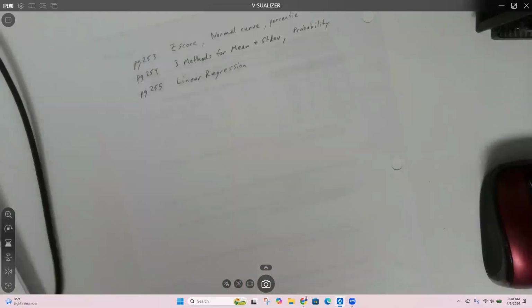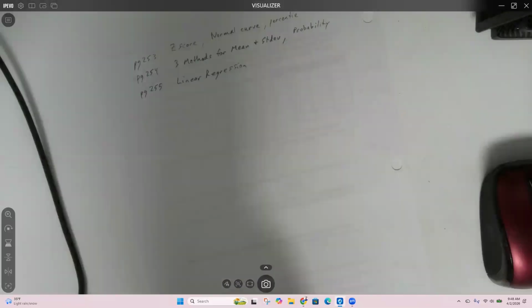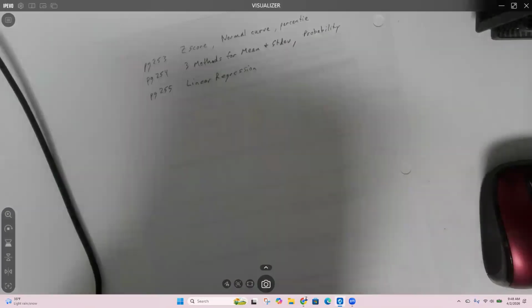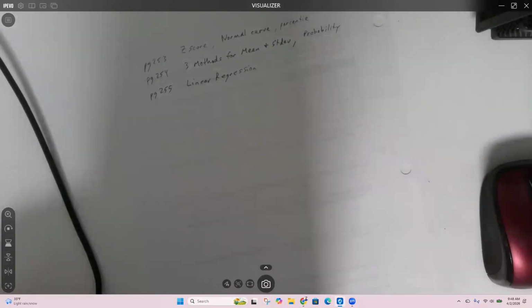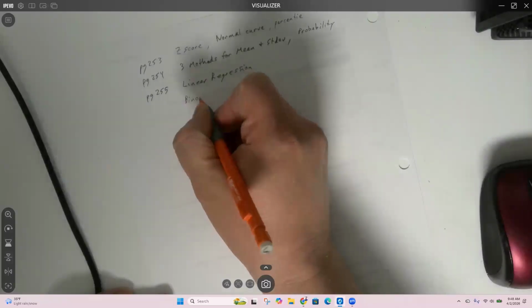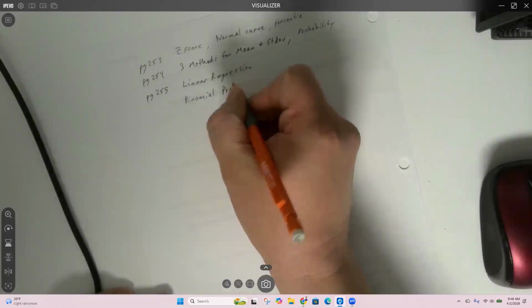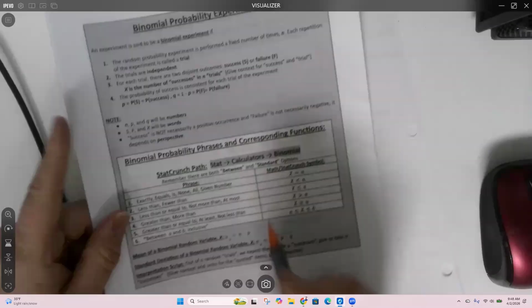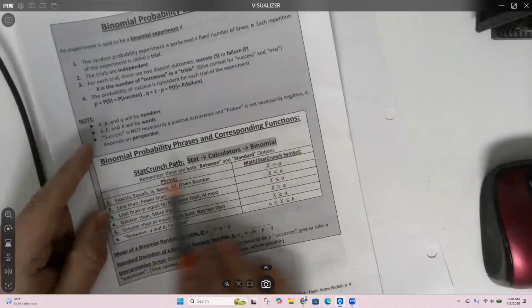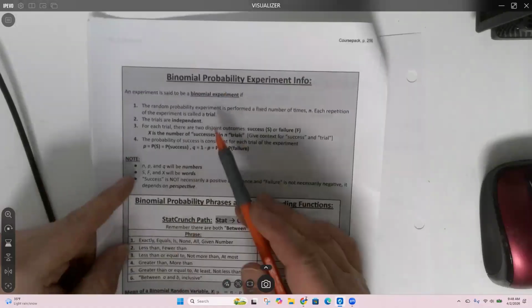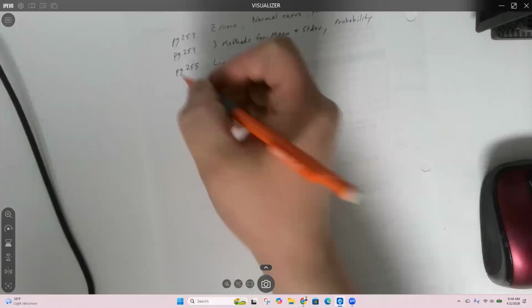I would find this helpful on test day if I had that written out. So when you're like, okay, I need to do binomial probability, and I know there's something I have to do in StatCrunch for that, but I don't remember what it was. Where am I going to find that? Well, page 256, binomial probability, stat calculators, binomial. Or you don't even have to write binomial, you can write it out in your own explanation.